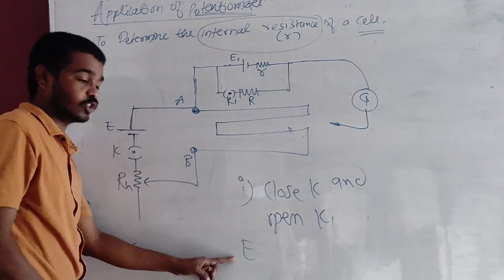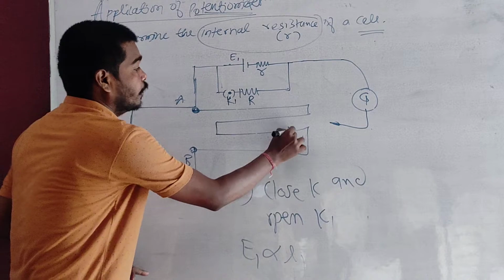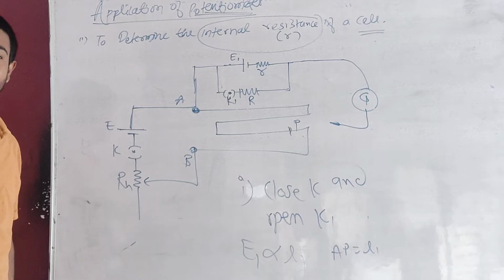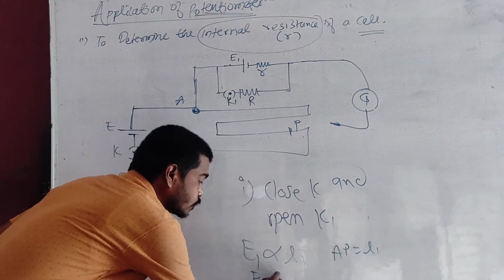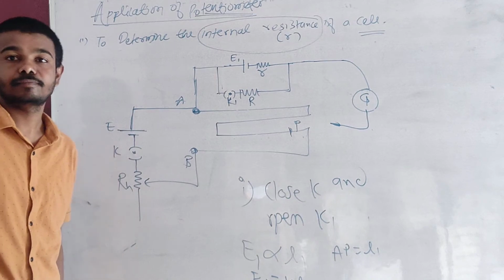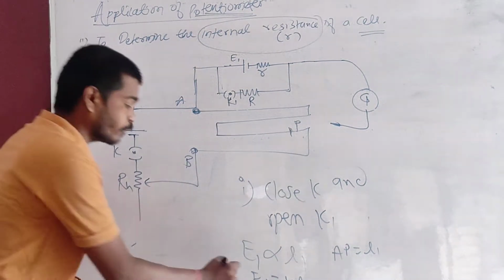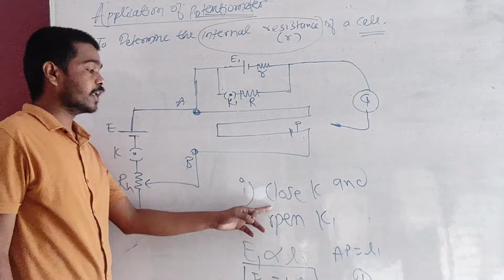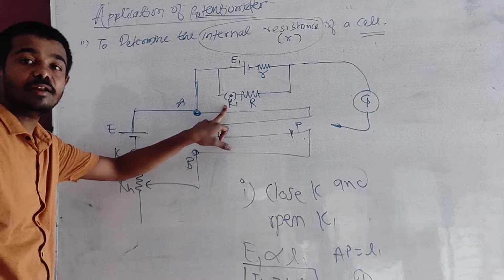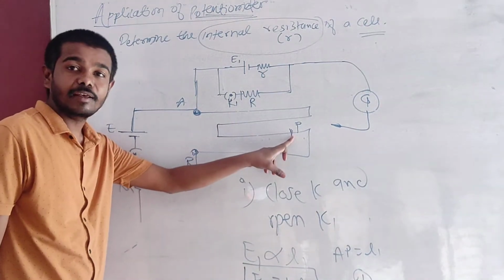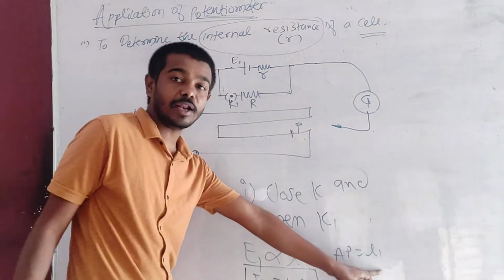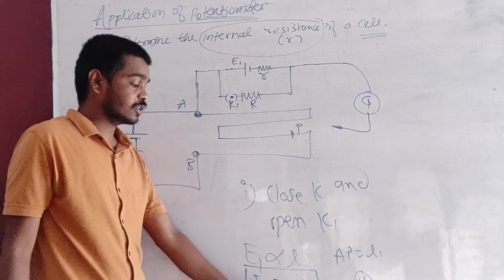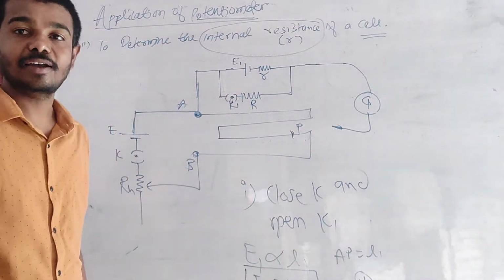So by the principle of potentiometer, E1 is proportional to L1, where P is the null point and AP is equal to L1. Means E1 is equal to K into L1, where K is the potential gradient. This is the first one. Remember that. What is the first point of the working? Close the plug key K and open the plug key K1. The null point is obtained at point P. Measure the length of the wire, called L1. According to the principle of potentiometer, E1 is proportional to L1, means E1 is equal to K into L1, where K is called the potential gradient.